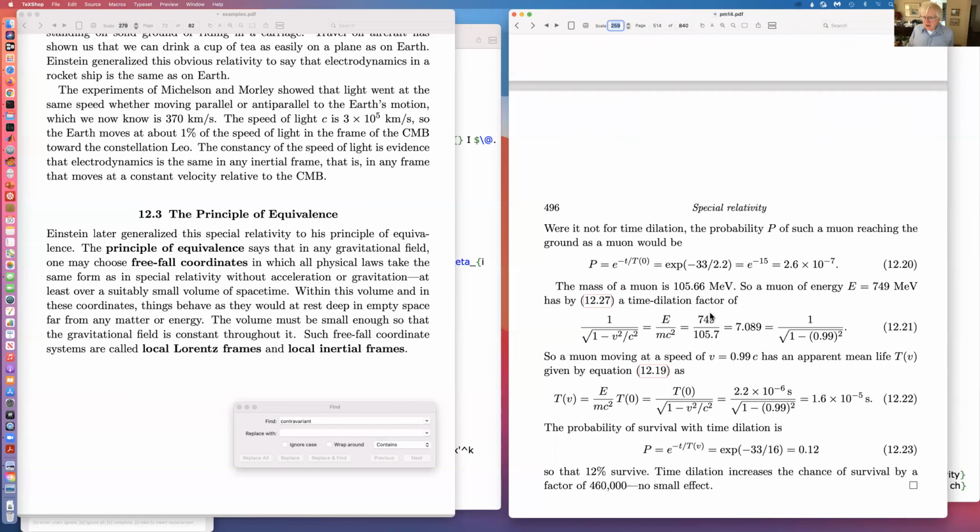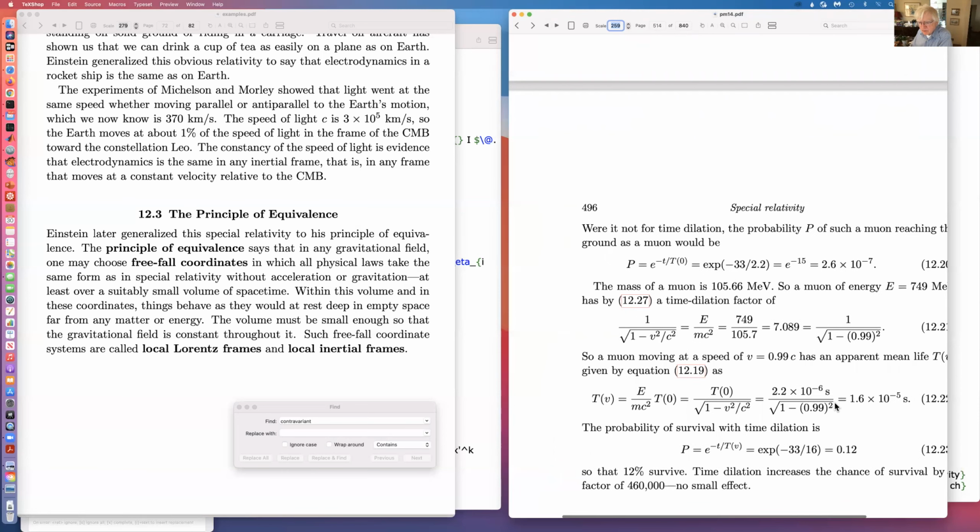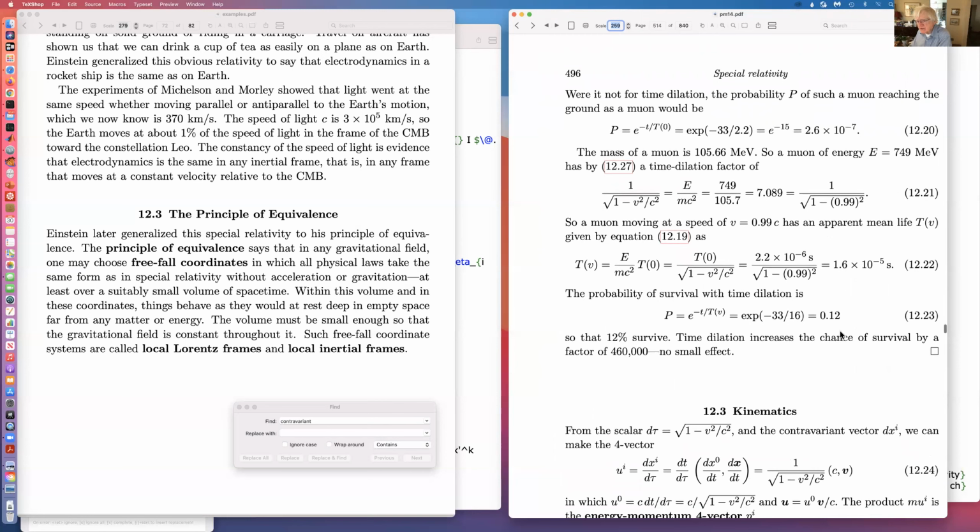I worked it out this way to make some of the numbers simple. If the energy of the muon is around 750 MeV, million electron volts, then this factor is about 7. And so then the probability of the muon reaching the ground is 12%. That's an increase by a factor of 460,000.